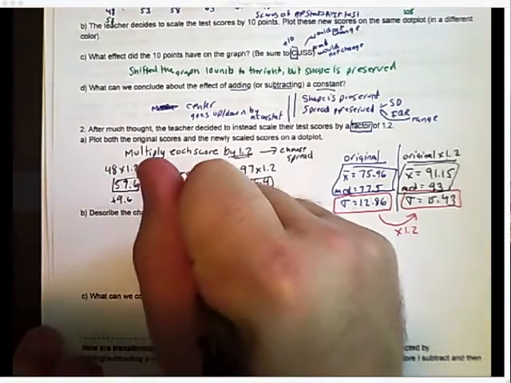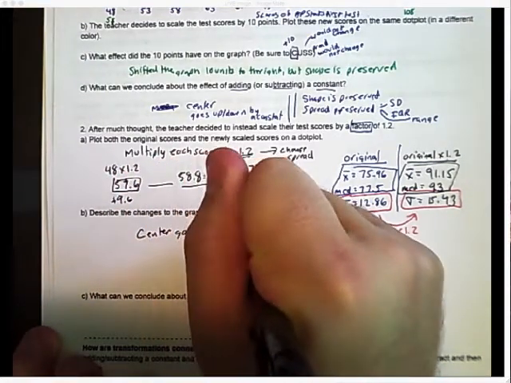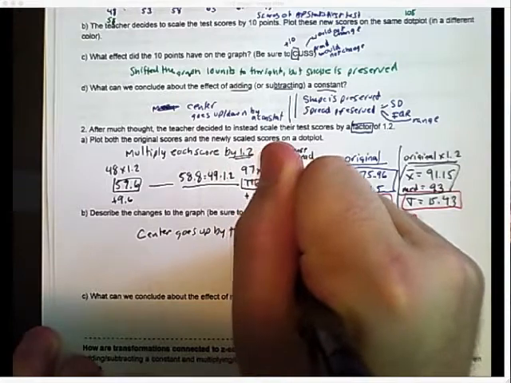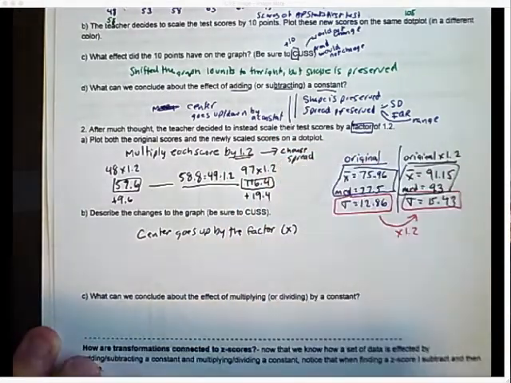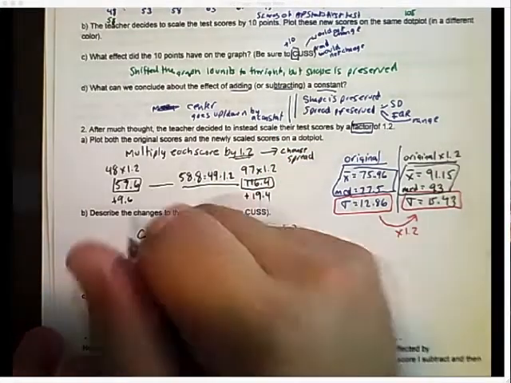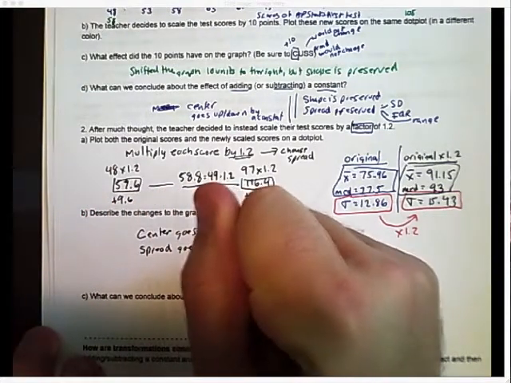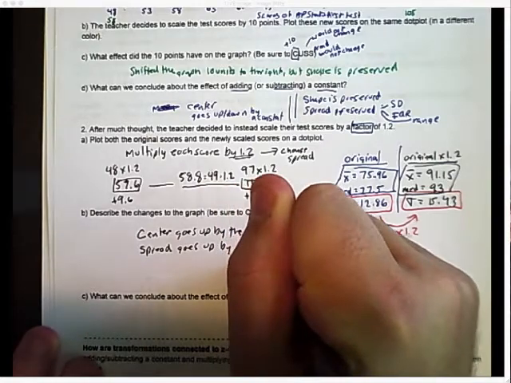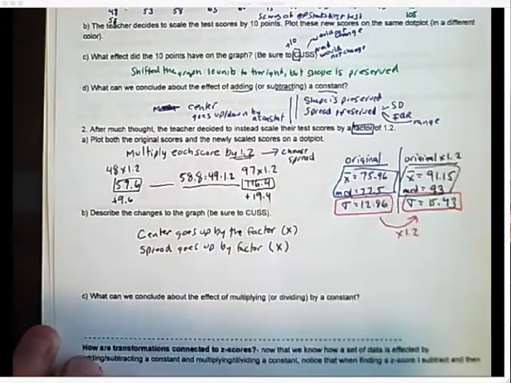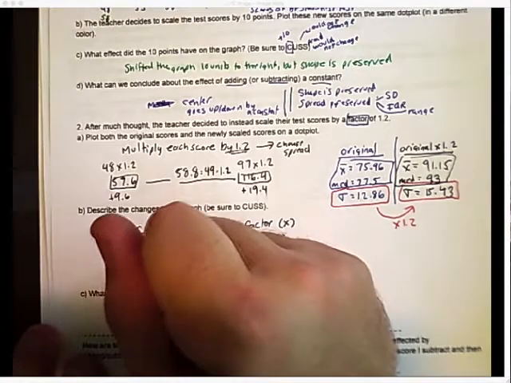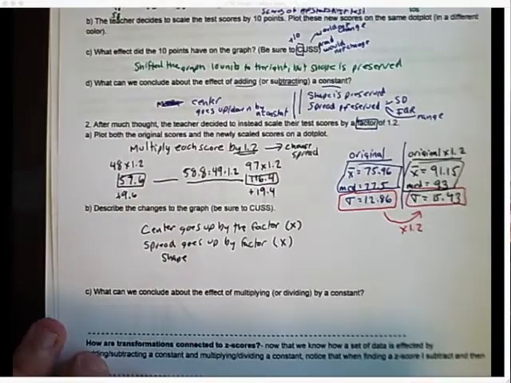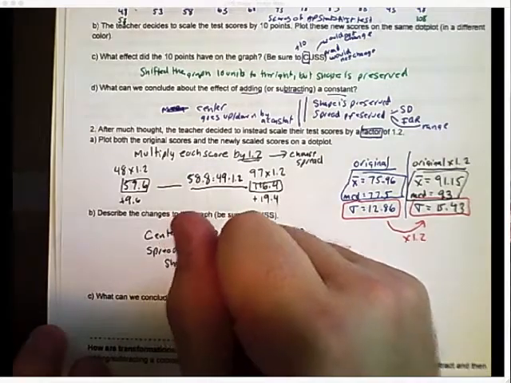All right, so you can talk about that. Center goes up by the factor, and that's times. And spread goes up by the factor, by that 1.2. The shape, though, is preserved.